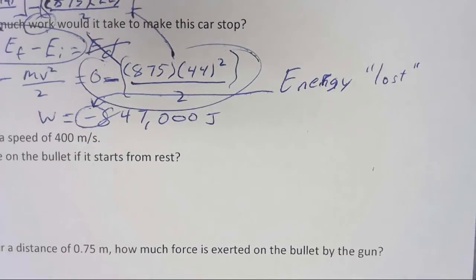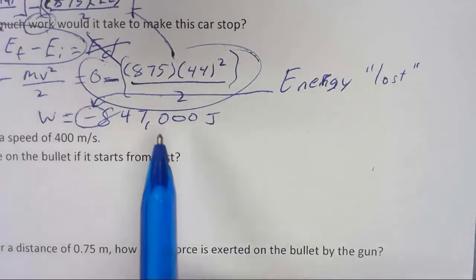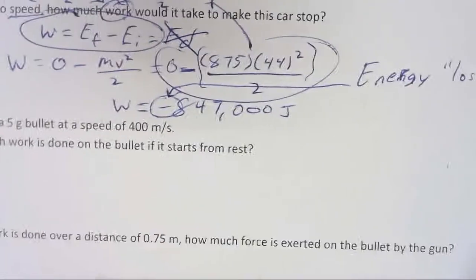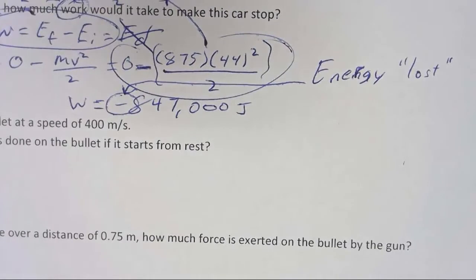Now, I put the quotes in there because remember, the law of conservation of energy says that energy can neither be created nor destroyed. This energy is not destroyed. We have 0 energy here at the end. It doesn't get destroyed. It goes somewhere, but it is lost from our system. It goes away from the car. Let's talk about where that energy goes.